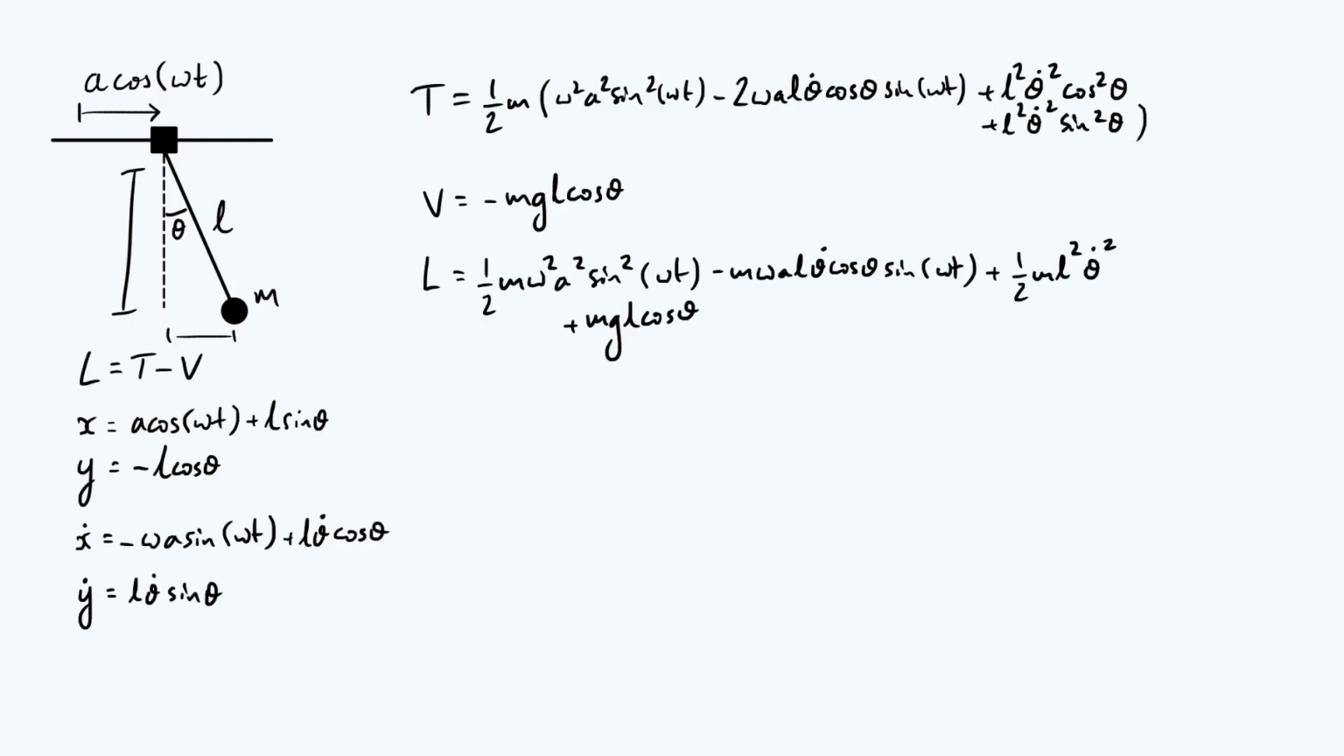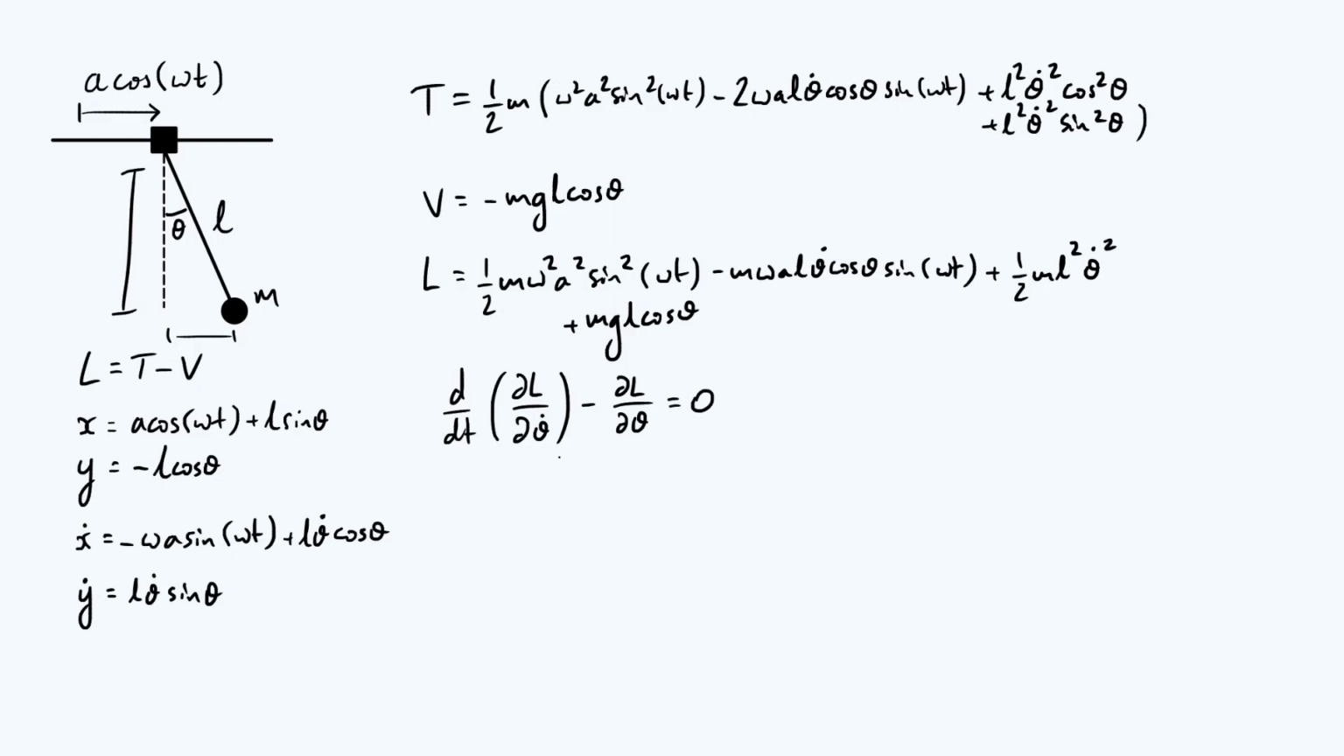I said equations of motion. I guess I really mean equation of motion. There's only one because theta is the only degree of freedom here. Of course, we are going to use the Euler-Lagrange equation in theta, so d by dt of dL by d theta dot minus dL by d theta is equal to 0.